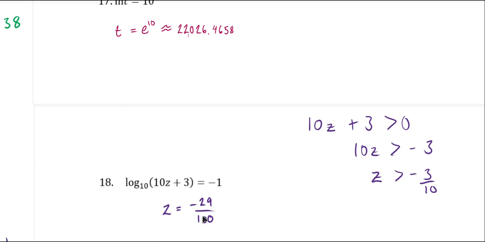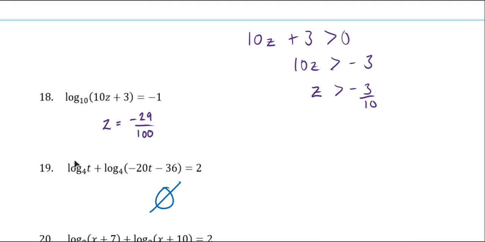Now, negative 29 over 100 is just a little bit bigger than negative 3 over 10, which is negative 30 over 100. Because remember, with negatives, the smaller the magnitude, the greater the number. And so this does satisfy the original equation. Observe that if we put in negative 29 over 100 here, and cancel our 10, we would wind up with negative 2.9 plus 3. But that is 1/10. And 10 to the power of minus 1 would give me 1/10. So we could also check our answer by plugging in here as well.